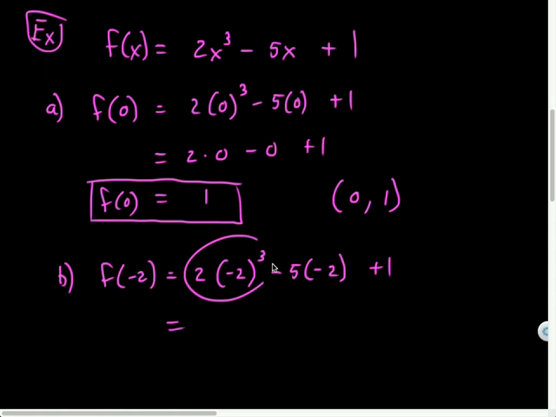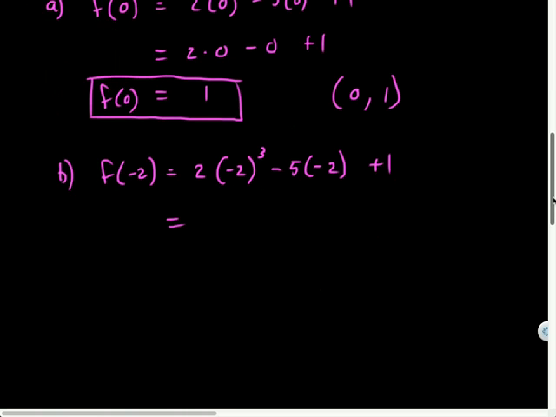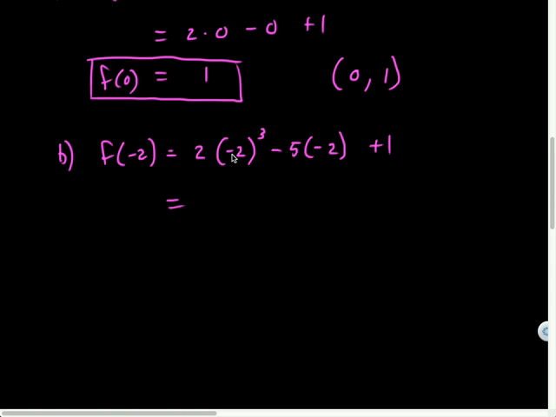So when I do this, for instance, I can't multiply 2 and negative 2. I have to do the exponent here first, just to make sure. So negative 2 cubed, what's that going to be? Negative 8. Yeah, that's right. It actually keeps its minus sign because it's an odd degree. If it was an even degree, the negative would become positive.